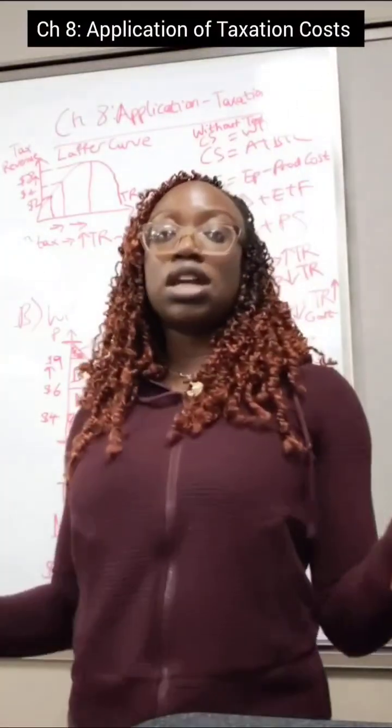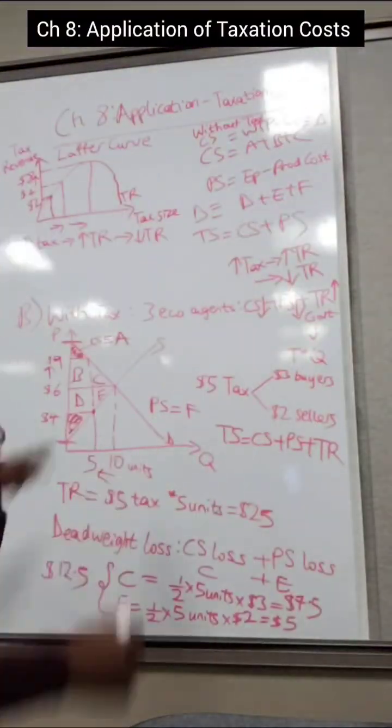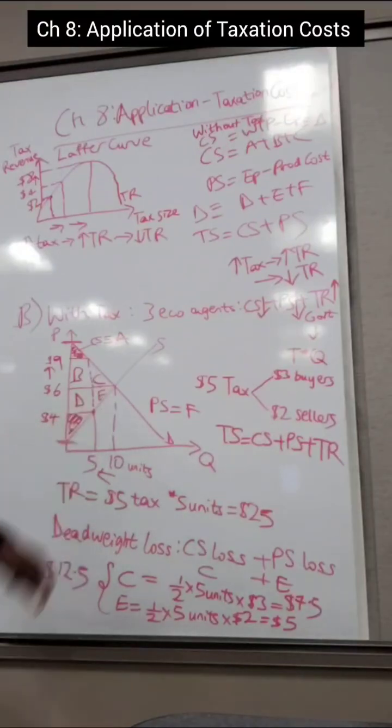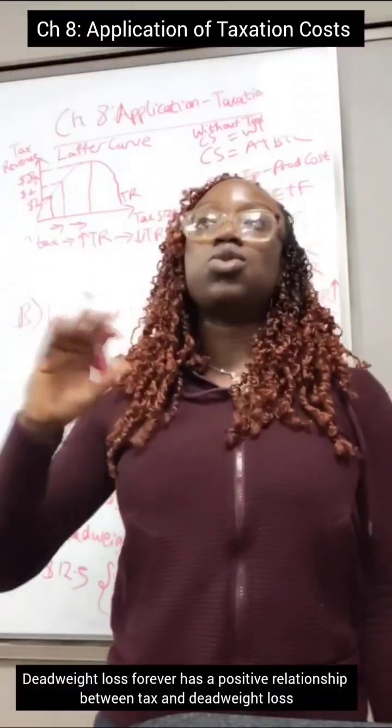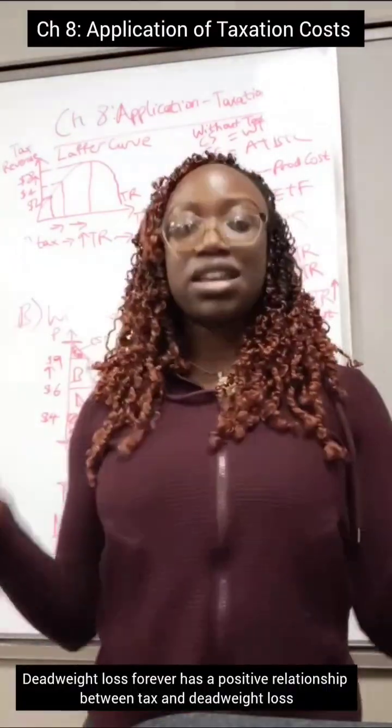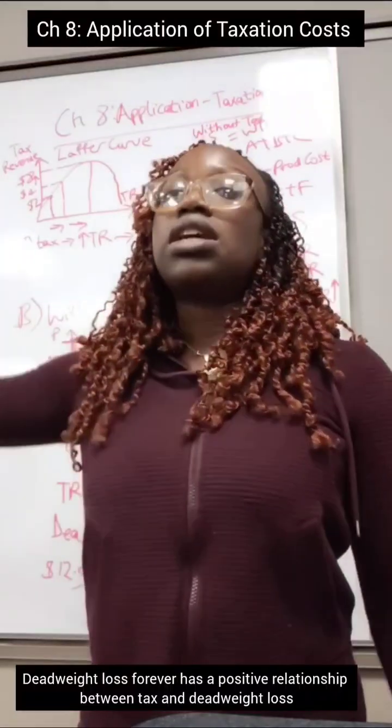However, deadweight loss is totally opposite. So remember, deadweight loss is this portion, right? This triangle portion here. The higher the tax, the higher the deadweight loss. So that doesn't go in opposite directions, right? So no matter how high tax is, deadweight loss is going to keep on increasing, right?